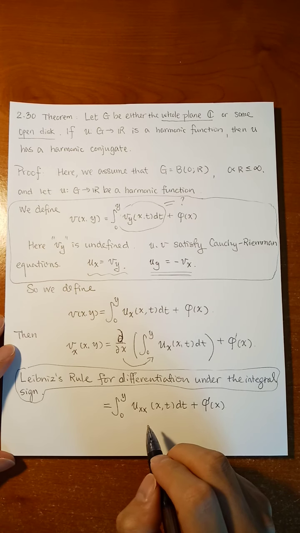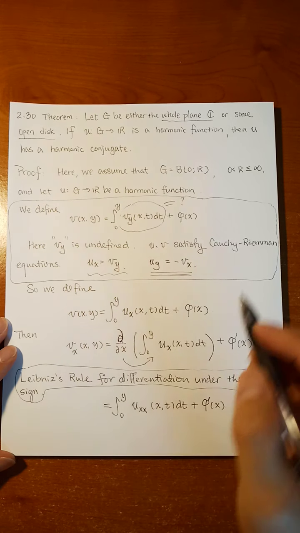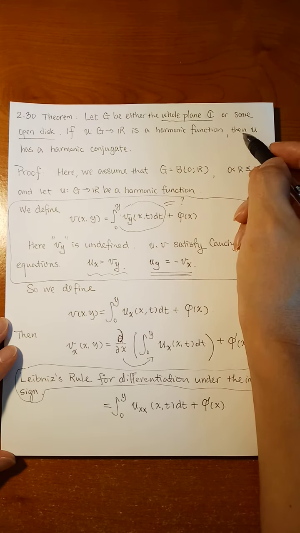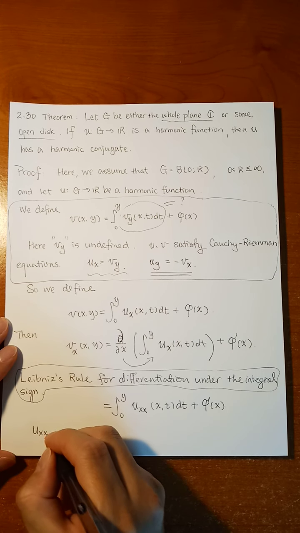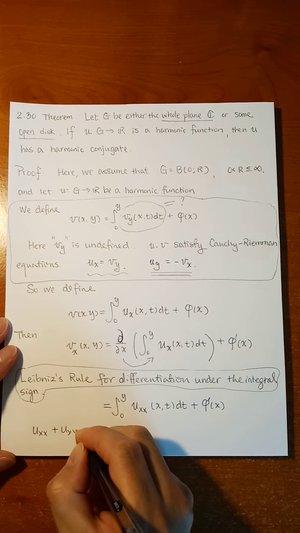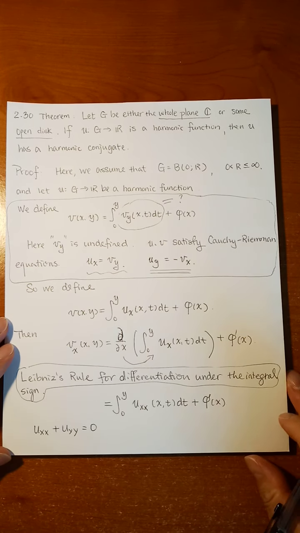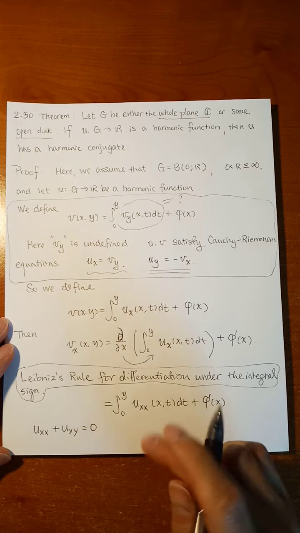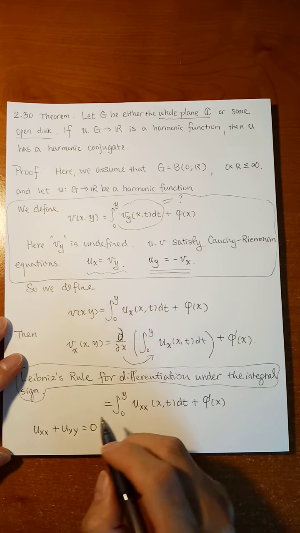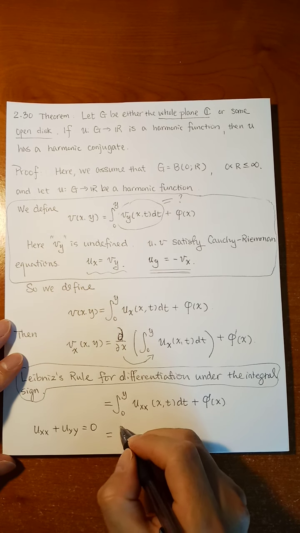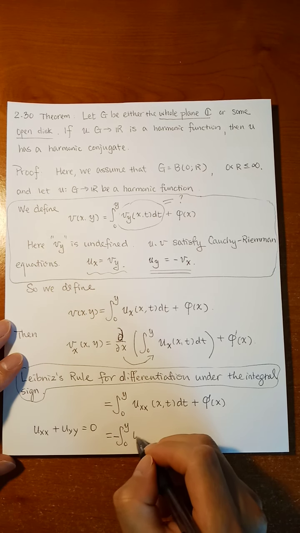And next we're going to apply the harmonic condition. u is a harmonic function. What is harmonic? u_xx plus u_yy is equal to 0. And here you have u_xx, and the integration is about y. They are independent. So you change u_xx to be negative u_yy.